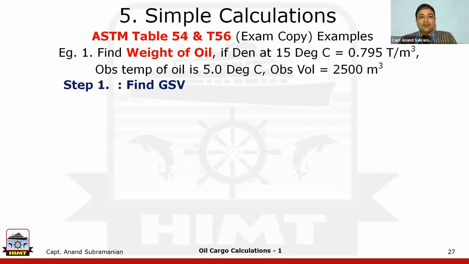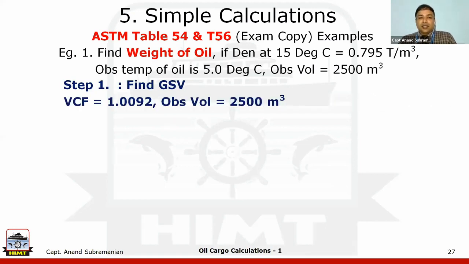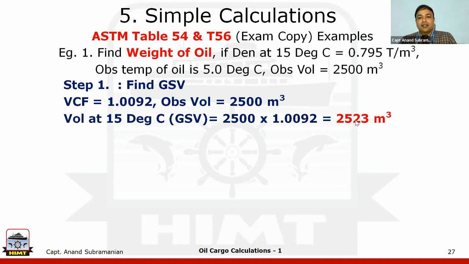So in the first step, we find out the GSV, that is the gross standard volume, the volume at 15 degrees Celsius. How we go about doing it is: find the VCF, which you already have, and the observed volume, and you multiply these two, we get the gross standard volume, GSV. That is the first step. First step is to find the GSV, the 2523 cubics.